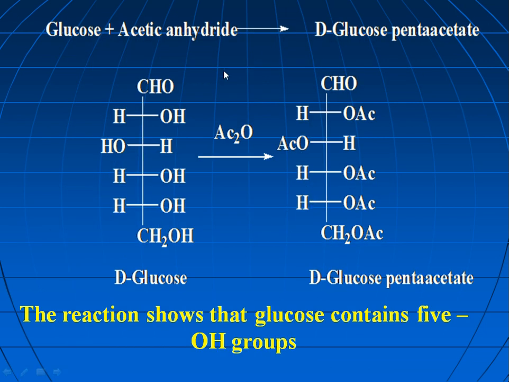Now, when glucose reacts with acetic anhydride, it forms D-glucose pentaacetate. In this reaction, the 5 acetyl groups replace the 5 OH groups of glucose and form D-glucose pentaacetate. This reaction further shows that glucose contains 5 alcoholic groups.